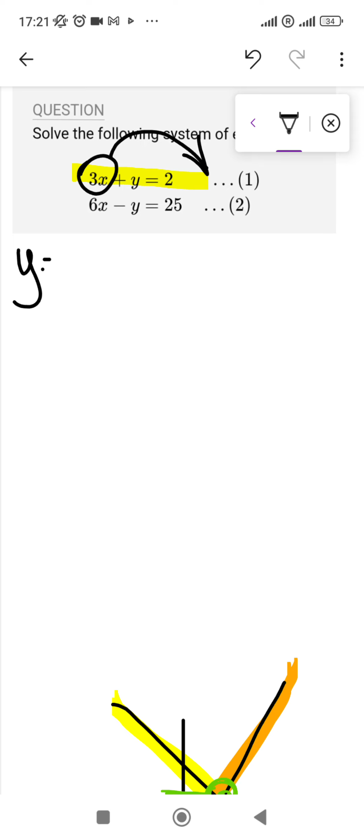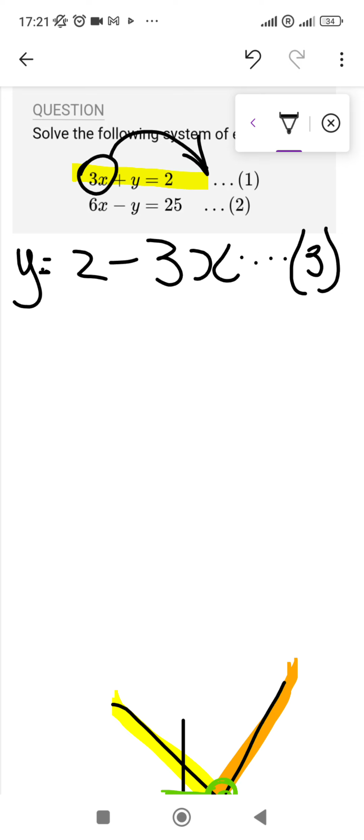Y is equal to the 2 that we have there, and then the minus 3x, because we subtracted 3x on both sides. This gives me a new equation, and this equation is equation number 3. So our step one was to make x or y the subject. We've chosen to make y the subject, and we used our first equation.